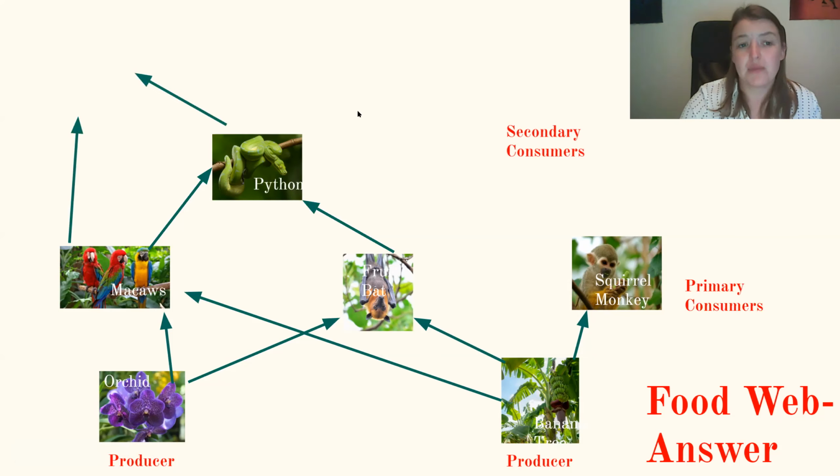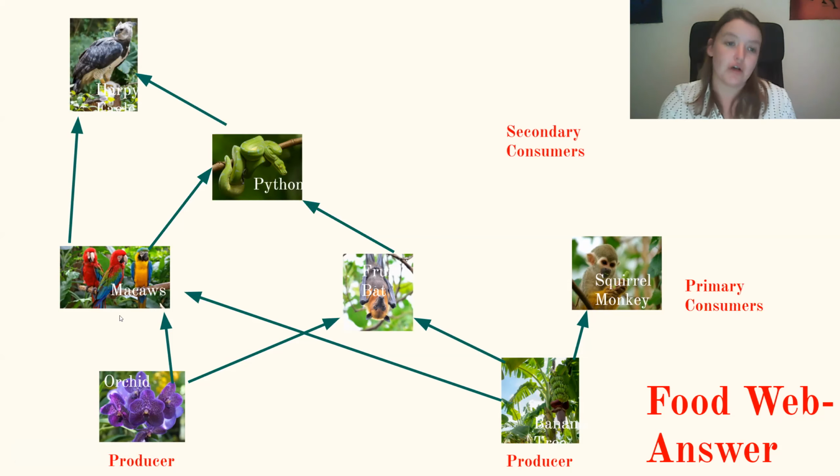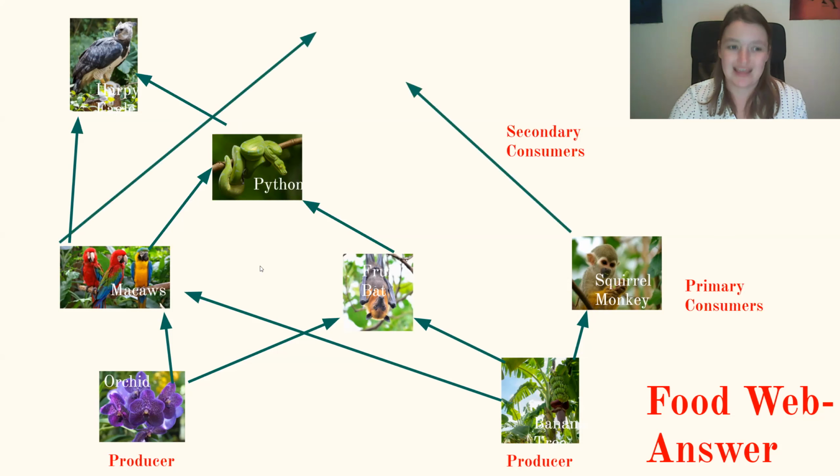Now, the python and the macaws can be consumed by the harpy eagle. So sometimes on our food webs, we can see where stages are skipped out. Harpy eagles, these predators, will sometimes eat the prey of macaws. They will sometimes eat them without having to eat the python. That skips a bit of your food chain. So it shows the more complicated, complex way the rainforest ecosystem works.